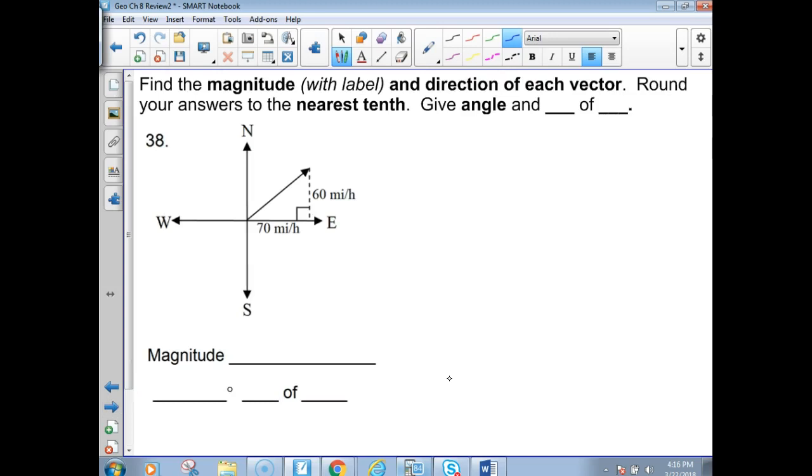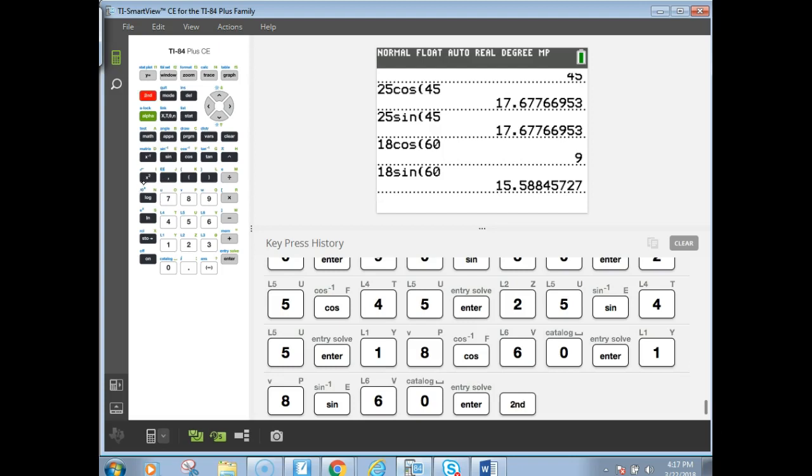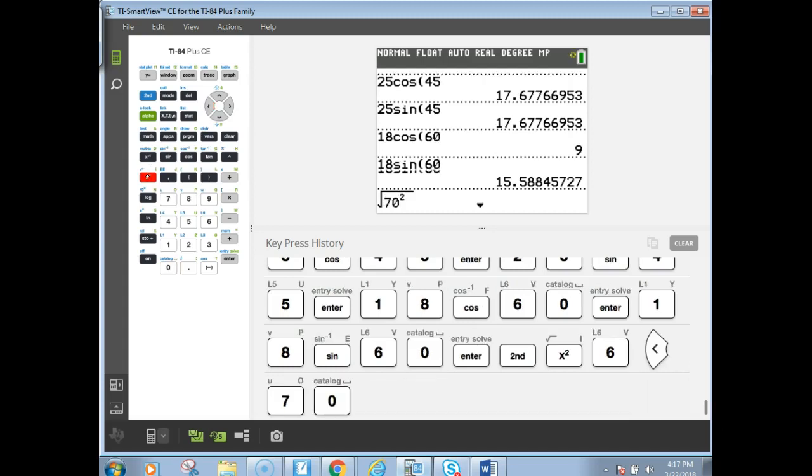Find the magnitude with label and direction of each vector. We're going to find the magnitude m, which is the hypotenuse of a right triangle. So m squared is going to equal 60 squared plus 70 squared. Actually, in our notes, we said the magnitude is the square root of the change in x squared plus the change in y squared, which is what this 60 and 70 are. I don't care what order you do it, same difference. So let's get on that calculator and just type it in. Second, square root, 60 squared plus 70 squared, or vice versa. Again, it doesn't really matter what order because we're adding. It matters when you're subtracting what order you do things.